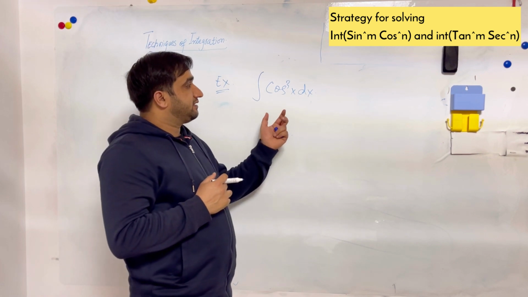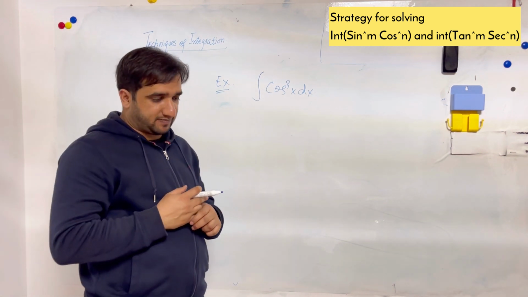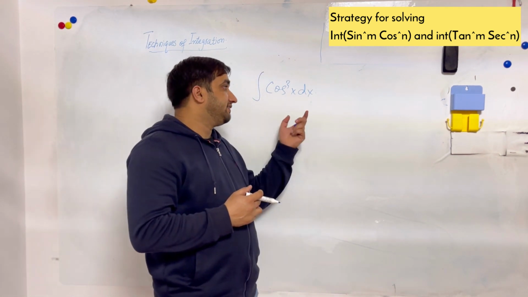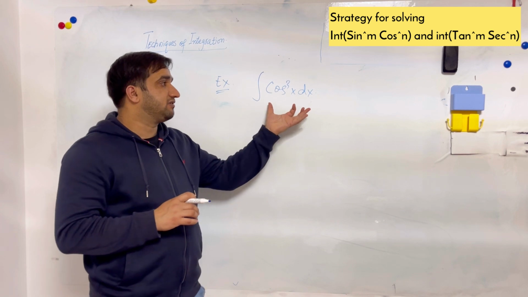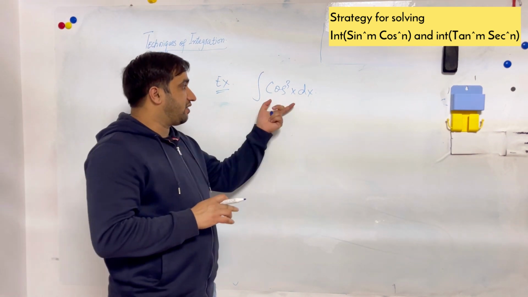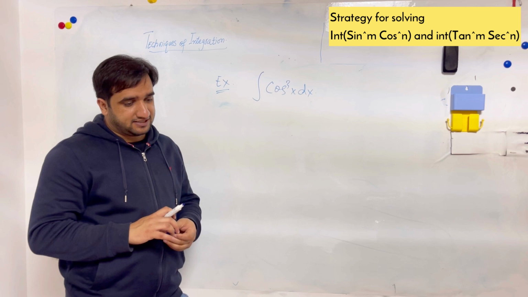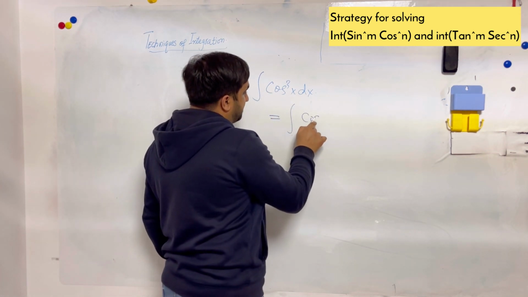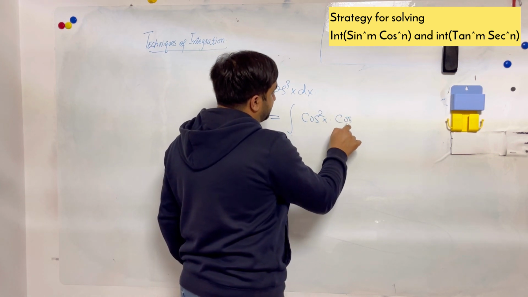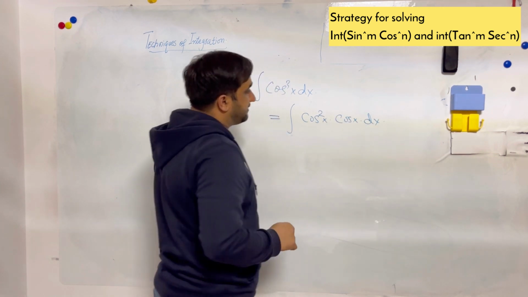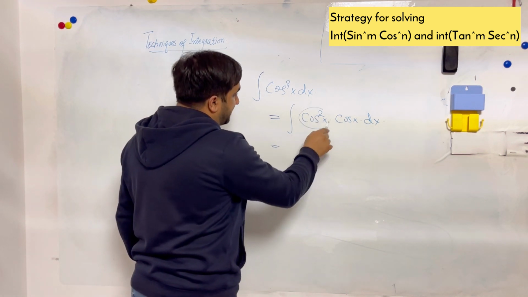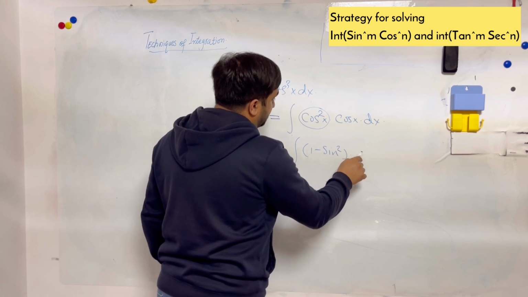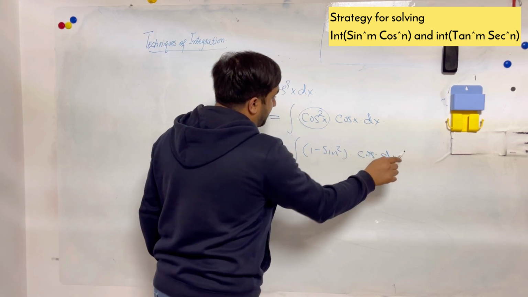If you do not want to apply the reduction formula, or if you do not remember the reduction formula, then it does not mean that you cannot solve this kind of question. You can always use other techniques. For example, I can write this as the product of cos square and cos x dx, and furthermore I know that cos square is equal to 1 minus sine square, into cos x dx.